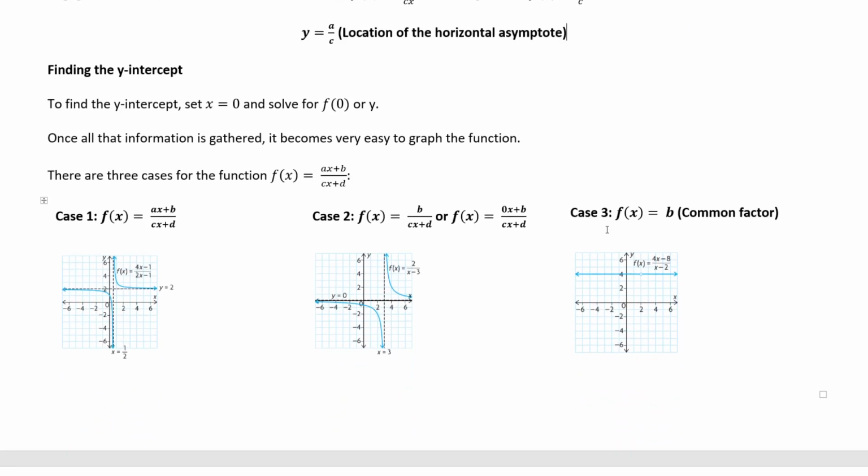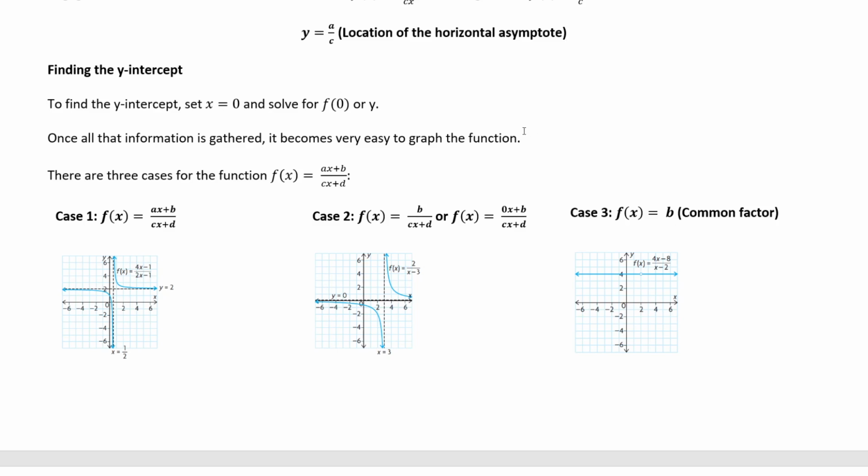Finding the y-intercept. To find the y-intercept, you set x is equal to 0 and you solve for f of 0. And that's something that we've been doing for a while, and you've actually been doing that since grade 9 when you had to find the y-intercept of a line. Once all that information is gathered, it becomes very easy to graph the function.